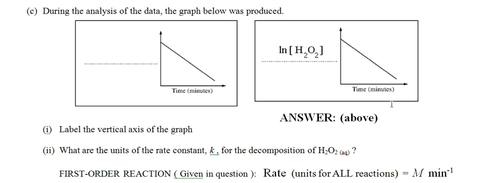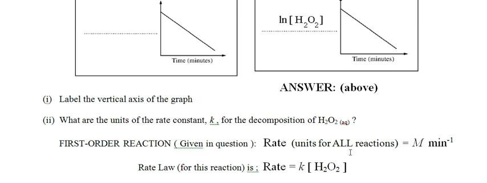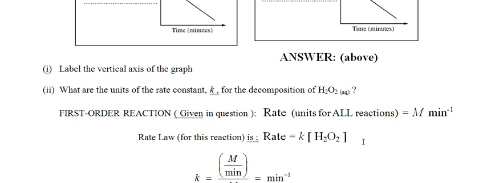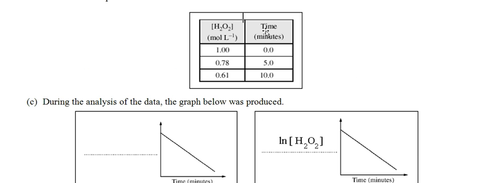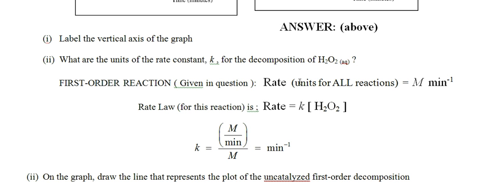Okay. Part 2. What are the units for the rate constant K for the decomposition of hydrogen peroxide? All right. Well, probably not a bad idea to know what your units are for rate. Right there, it's given in minutes. Okay. Or I'm sorry, we don't have the rate there. But do realize that rate is molarity per unit of time. So we know that we have minutes.